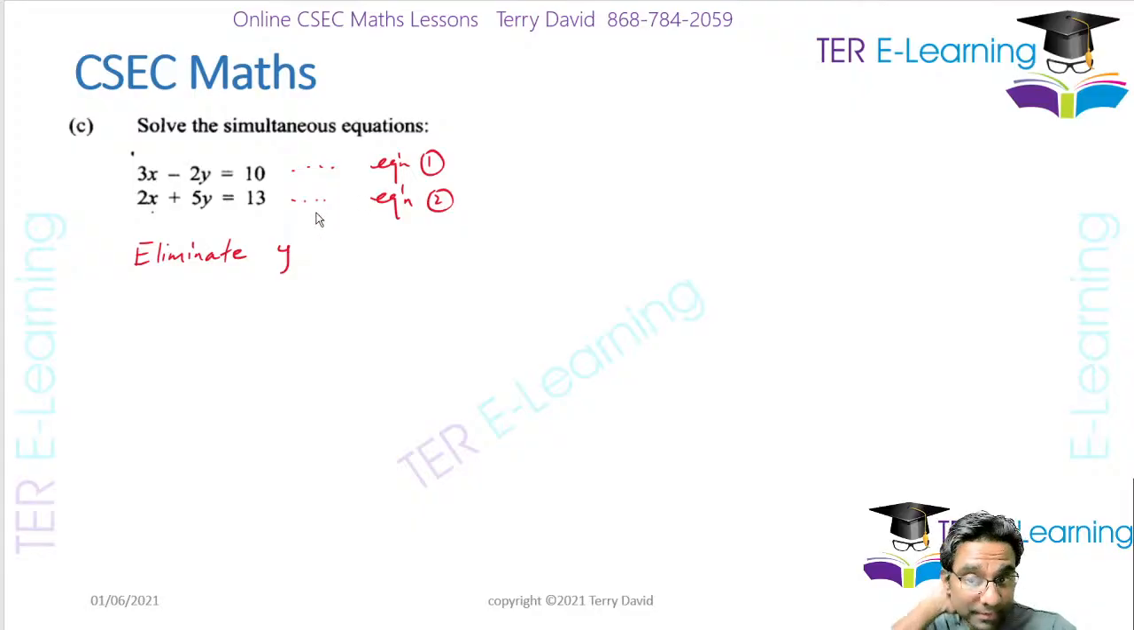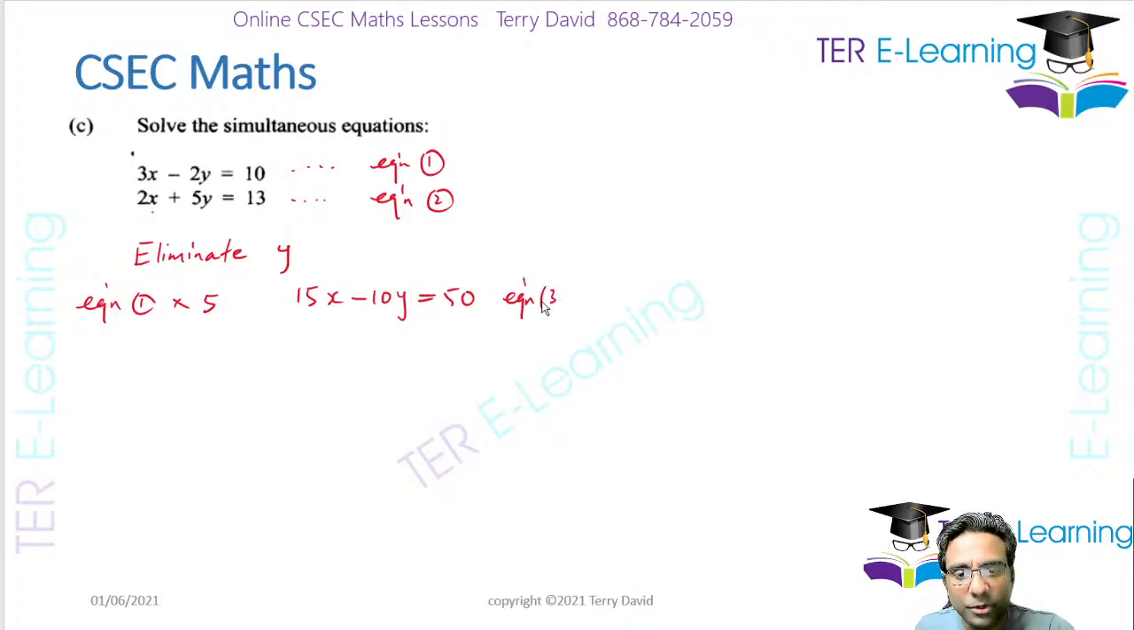So in order to do that, I need to take equation 1 and I'm going to multiply that by 5. So therefore, this is going to become 15x minus 10y is equal to 50. And this here is going to be called equation 3 now. I'm going to take equation 2 and I'm going to multiply by 2. And this is going to give me 4x plus 10y is equal to 26, and that's going to be equation 4. So these are my two equations that I'm going to play around with now.